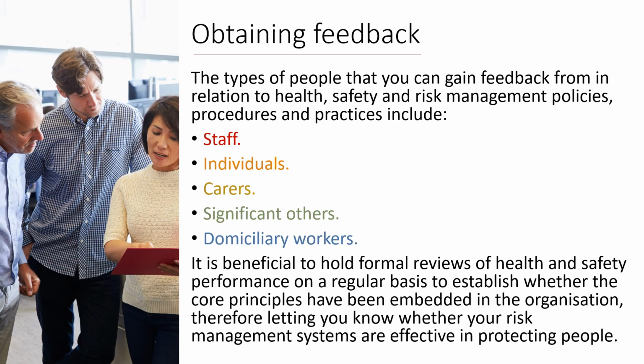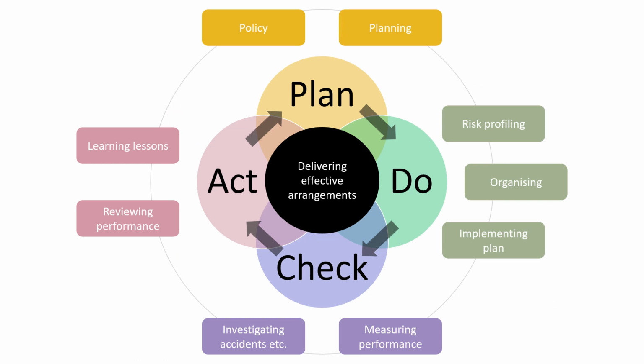Obtaining feedback. The types of people that you can gain feedback from in relation to health, safety and risk management policies, procedures and practices include staff, individuals, carers, significant others, domiciliary workers. It is beneficial to hold formal reviews of health and safety performance on a regular basis to establish whether the core principles have been embedded in the organization, therefore letting you know whether your risk management systems are effective in protecting people. Examine this diagram for delivering effective arrangements.